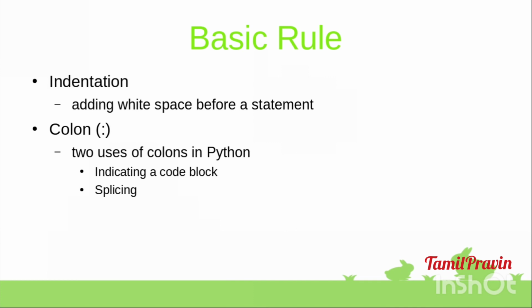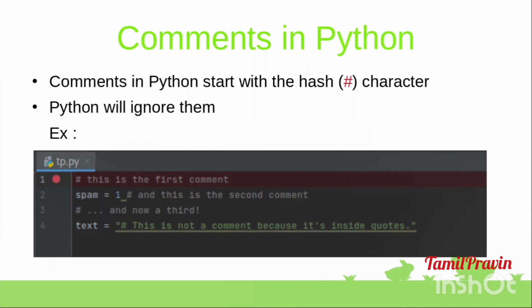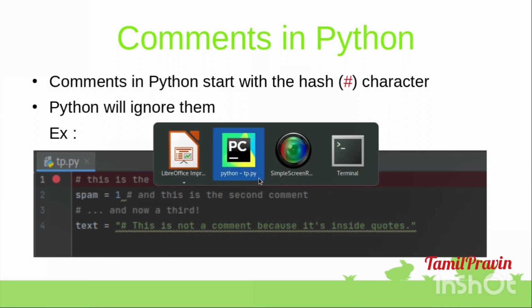Okay. Next one is comments in Python. In Python, we make comments by using the hash character. By using this hash character, we comment out statements, or we can add comments. Whenever the Python compiler or Python software reads the hash symbol, it will ignore the rest of the line. Let me show an example.